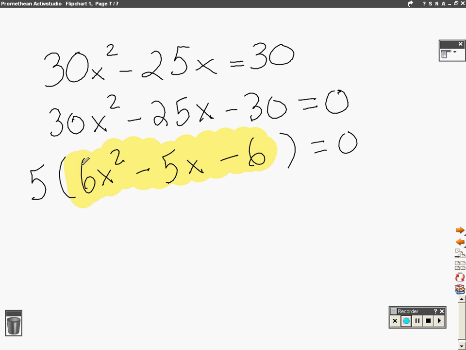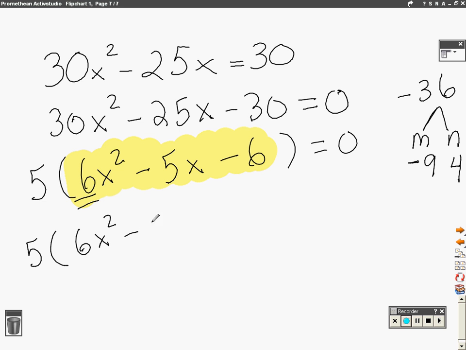Now, I only have to multiply 6 times negative 6 instead of multiplying 30 times negative 30. And 6 times negative 6 is negative 36. And my m and my n, because I have to do it this way now because this is a 6 and not a 1, the two things that will multiply to negative 36 but add to negative 5. Well, let's think. Negative 9 and 4. So again, I keep the 5 on the outside, but I'm going to write ax squared minus mx plus 4x minus the c equals 0.